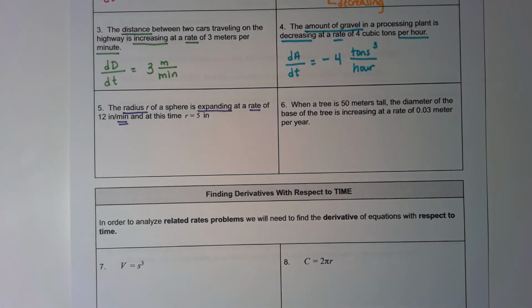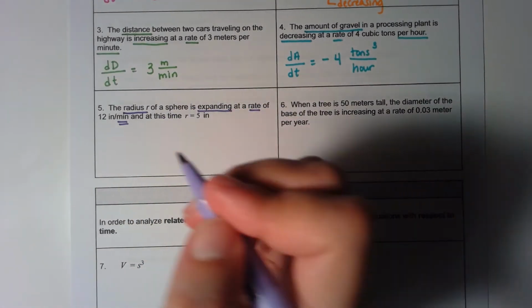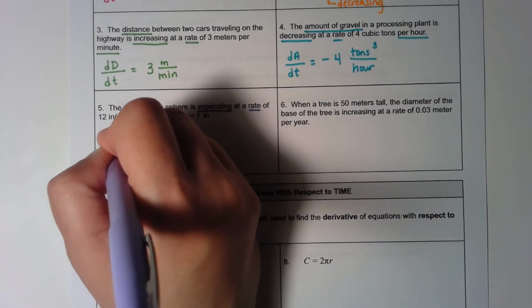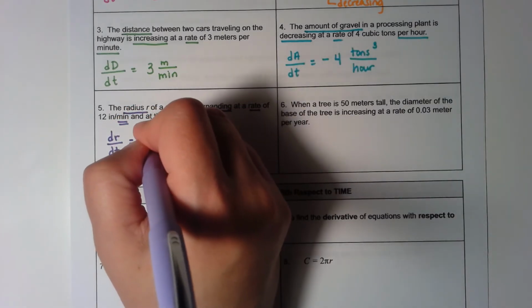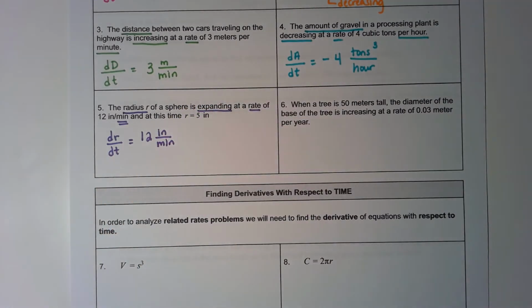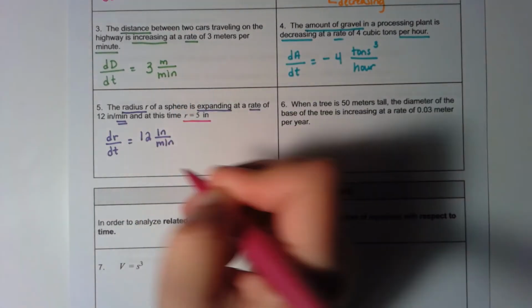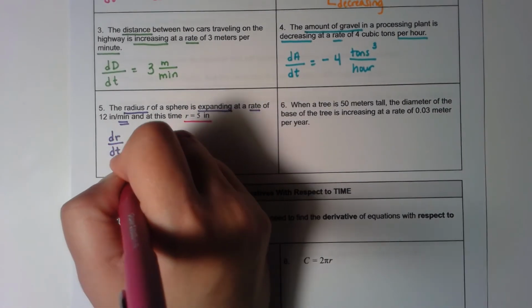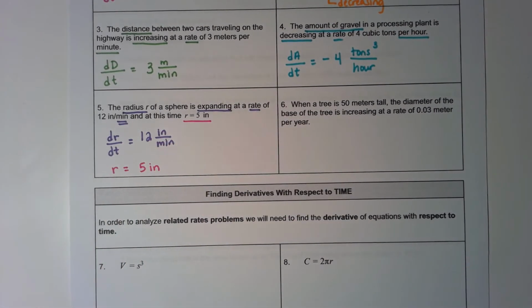So now we have two pieces of information here. First, we know that the radius of a sphere is expanding at that rate. So dr over dt is equal to 12 inches per minute. And we also know that at that time, R is equal to 5 inches. So we also have the information that R is 5 inches. Now we have two given pieces of information. We need to find both of those and organize them, write them down neatly.